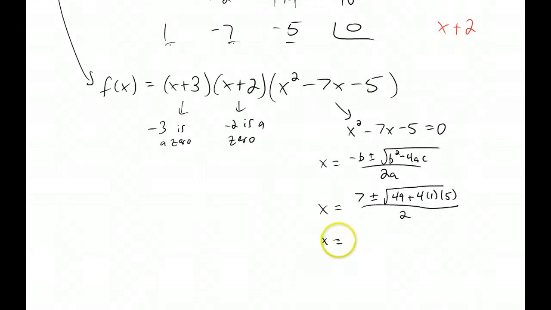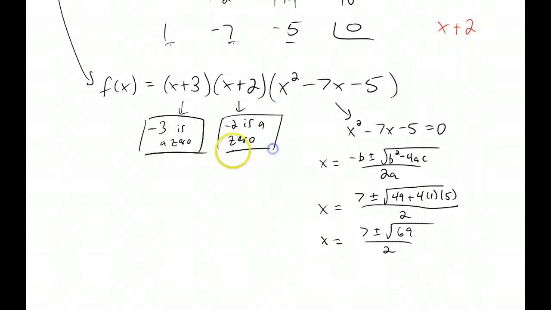And what do we get? If we keep working here, we get 7 plus or minus the square root of, let's see, that's 69 over 2. I went through that fairly quickly, but hopefully this calculation shouldn't be a problem. So we found that negative 3 is a 0 from the first factor. The second factor told us negative 2 is a 0. Well, and the third factor, since we couldn't factor it down any further, we just had to use the quadratic formula, and we got 2 more zeros.